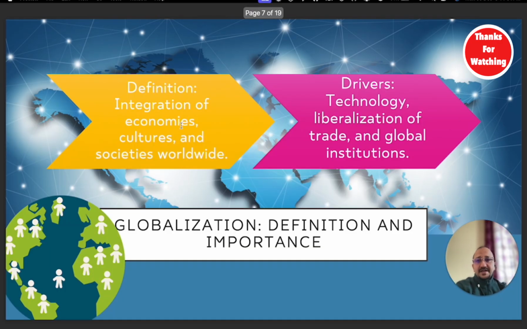So, what is globalization? Integration of economies, cultures and societies worldwide, when everything is becoming one. Melting pot means you put everything in one soup, and after that you can't distinguish what is the flavor of radish, what is the flavor of capsicum, so all the flavors are intermingled. Such a society is a globalized society. We today are living in one single world, right? Technology is making it easy.